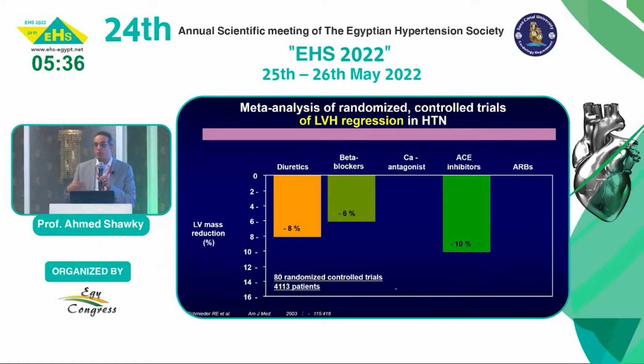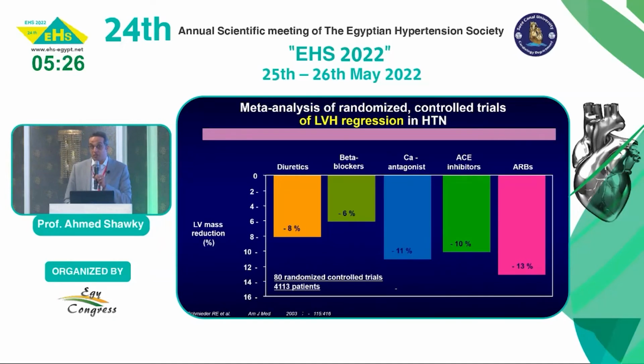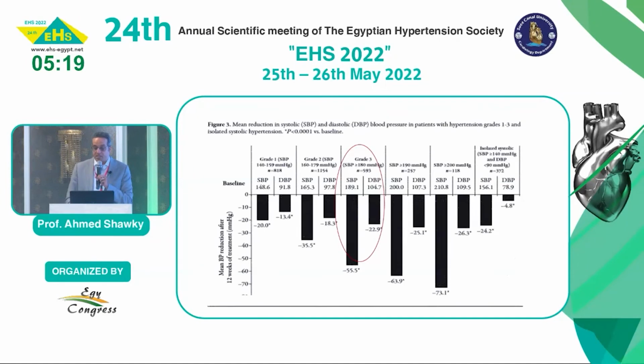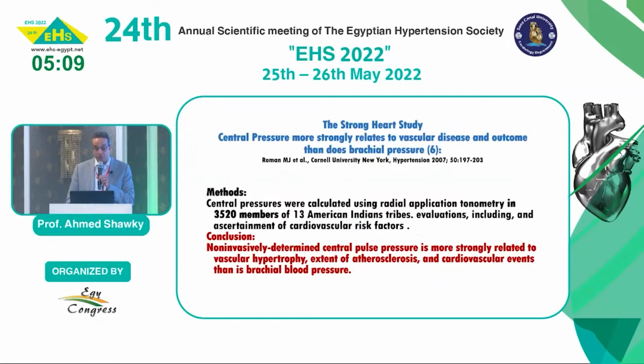And also the target organ damage. If we see the regression of left ventricular hypertrophy, we've seen the data with the RAS blockade and the calcium antagonist. Definitely the reduction here is significant. Not only that, if we look at real world safety and efficacy, we've seen a significant reduction in grade 3 blood pressure, significant up to 55 millimeters of mercury, and this is very important in patients with hypertension. Not only that, it reduces one of the important problems that is caused by beta blockers. Beta blockers are great medications.